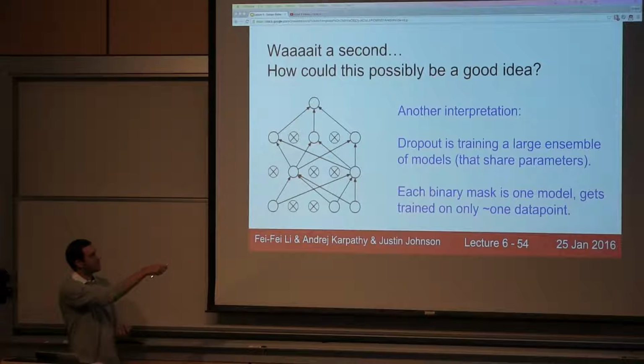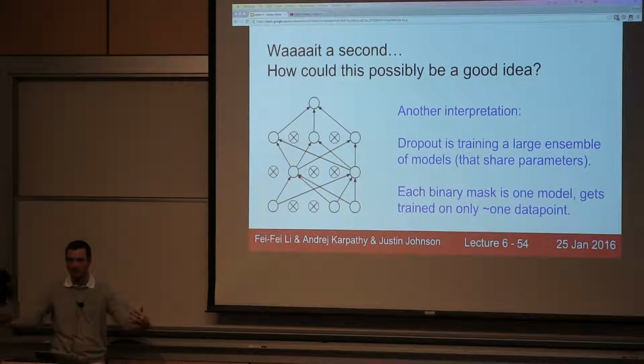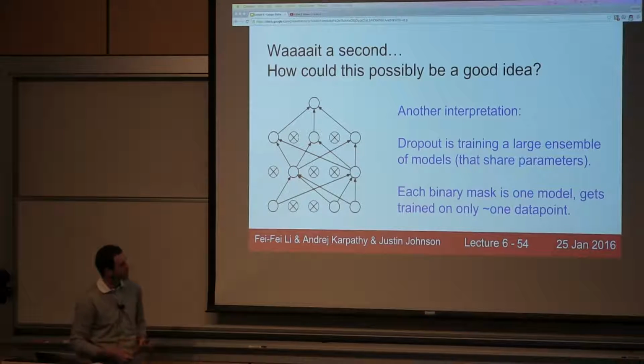Only the neurons that were used in the forward pass will actually be updated or have any gradients flowing through them. Any neuron that was shut off to 0 gets no gradient flowing through it, and its weights to its previous layer will not be updated. It's as if it wasn't there. So with the dropout masks, you're subsampling a part of your neural network, and you're only training that network on the single example that you have at that point in time. So each binary mask is one model and gets trained on only one data point.